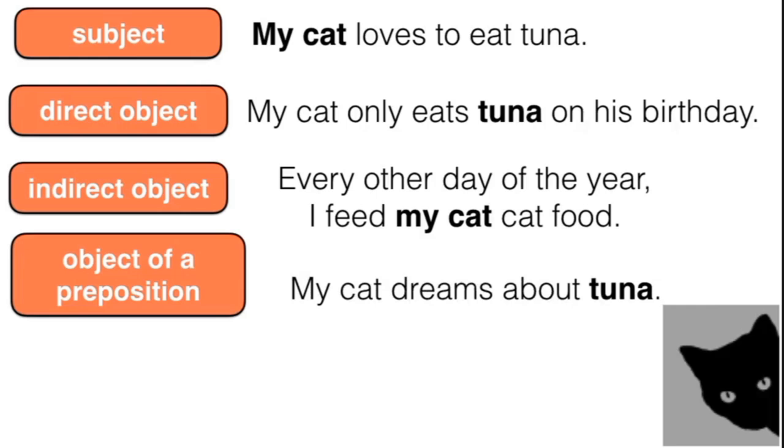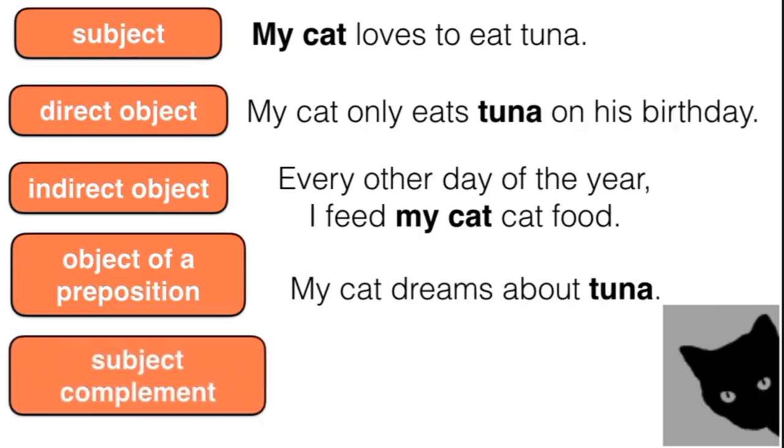Finally, noun phrases could be subject complements, just like a funny cat is here in this sentence. So these are all the jobs that a noun performs in a sentence. Remember, a noun could also be replaced by a pronoun, and a pronoun can do these jobs too.